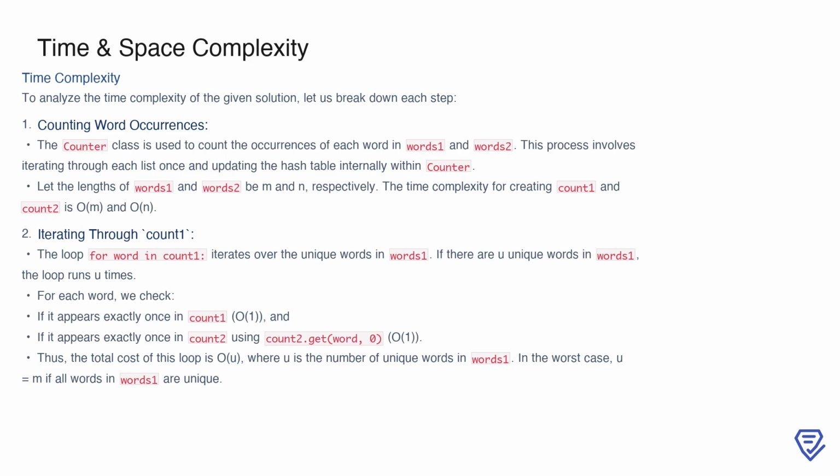Next, we iterate through the unique words in count 1. If there are u unique words in words 1, this loop runs u times. For each word, we perform two constant time operations, checking if its count is exactly 1 in count 1, and retrieving its count from count 2. Together, the cost of this loop is proportional to the number of unique words, which is O(u). In the worst case, u equals m if all words in words 1 are unique.